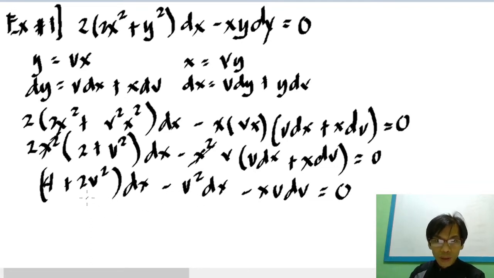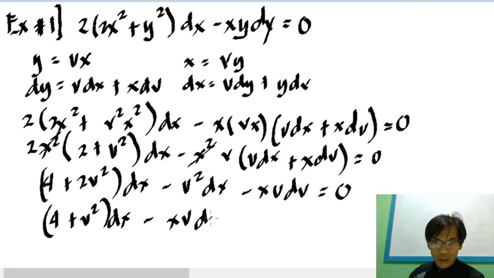So looking at this one, 2v squared minus v squared is just v squared. So therefore, we have 4 plus v squared dx minus xv dv is equal to 0. Now, looking at this one, the variables can already be separated. So let's just do the separation of variables.